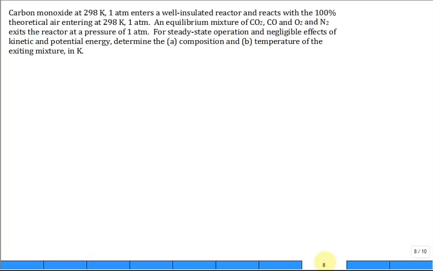So carbon monoxide at 298 Kelvin, 1 atm enters a well-insulated reactor, and it reacts with 100% theoretical air, entering at 298, 1 atm. An equilibrium mixture of carbon dioxide, carbon monoxide, oxygen, and nitrogen exit the reactor at a pressure of 1 atm. For steady state operation and negligible effects of kinetic potential energy, determine the composition and temperature of the exiting mixture. So it's in equilibrium.